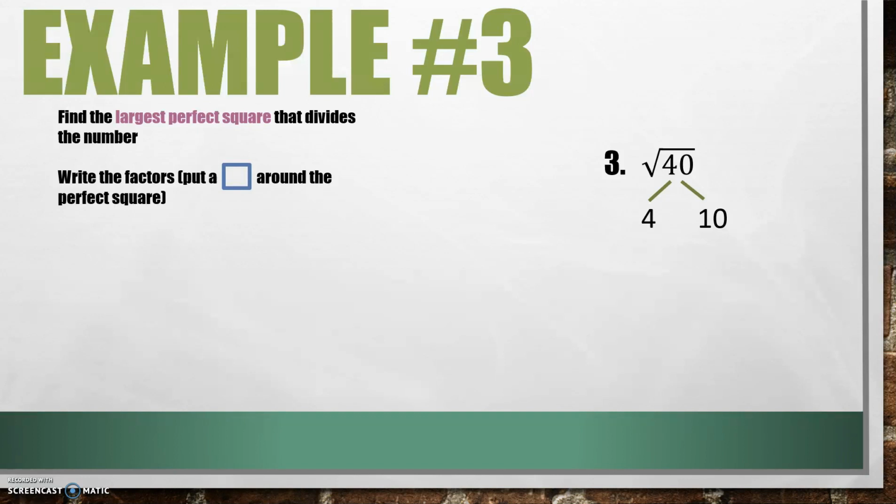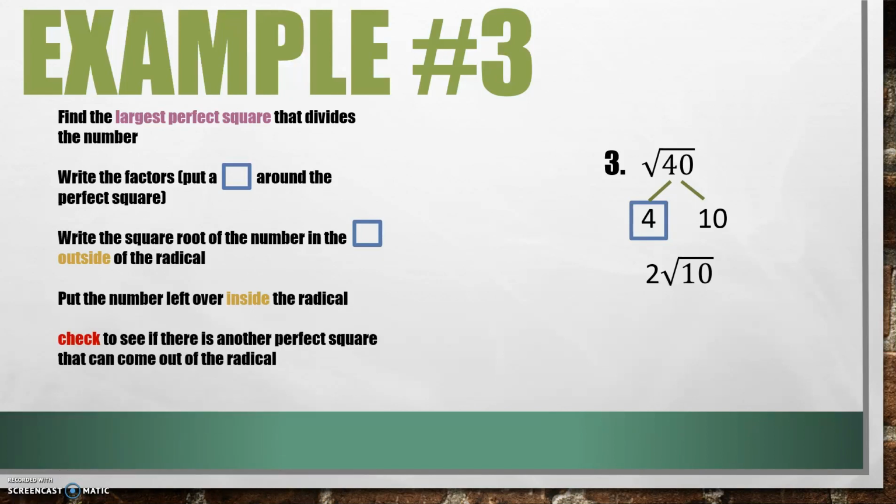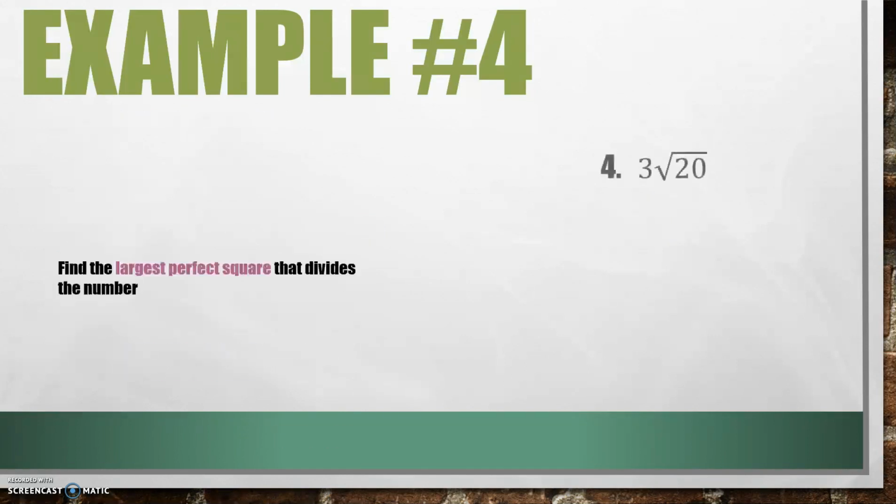The perfect square is 4, so I'm going to put a box around that number. The square root of 4 is 2. That's what I'm going to write on the outside of the radical, and the 10 is going to be the leftover number. It stays inside the radical. Only perfect squares are allowed to come out. I'm double checking to make sure 10 doesn't have any perfect squares in it. It's only 2 and 5, so I know that I'm good to go. On to the next one.